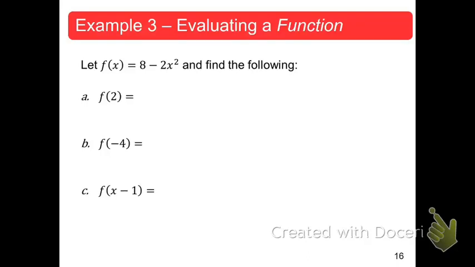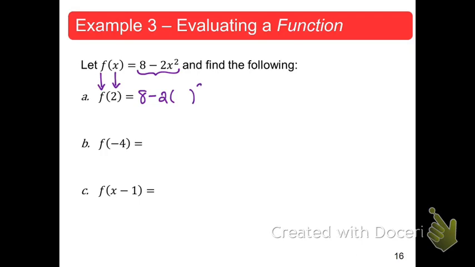Okay, example 3. So let f of x equal 8 minus 2x squared and find the following. So on A, we're looking for f of 2. Well, notice it has f, but now x has become a 2. So that means everywhere that there's an x, I'm going to plug in that 2 for it. So we have 8 minus 2.